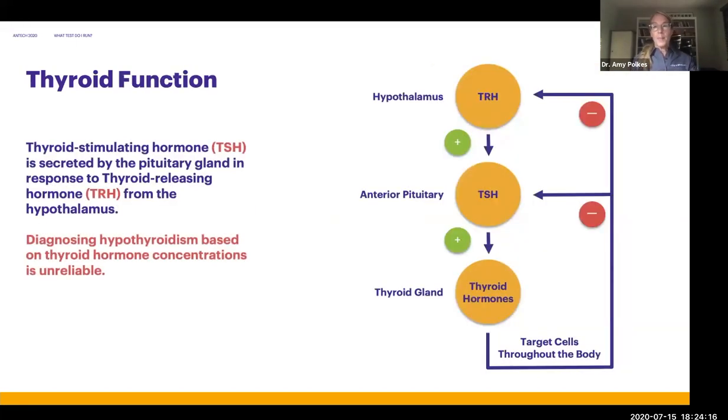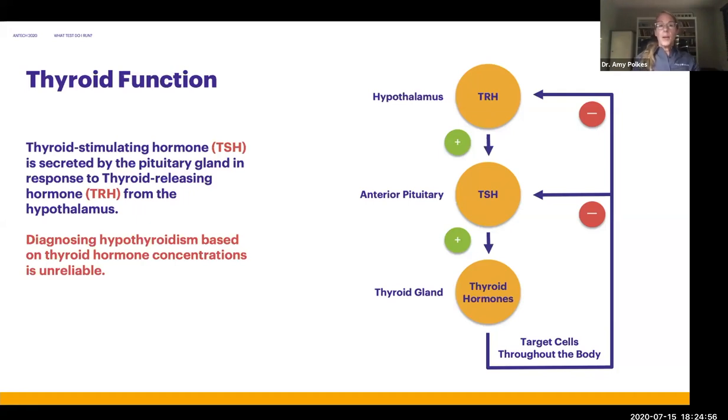And so, I'm sure everybody's excited to see these little charts here, but back to remembering how this all works with the thyroid. Thyroid stimulating hormone is secreted by the pituitary gland in response to thyroid releasing hormone from the hypothalamus. And so if you are diagnosing hypothyroidism based just on the thyroid hormone concentrations, it's really unreliable, because you're not really testing the function of the gland. All you're looking at is really the end point.